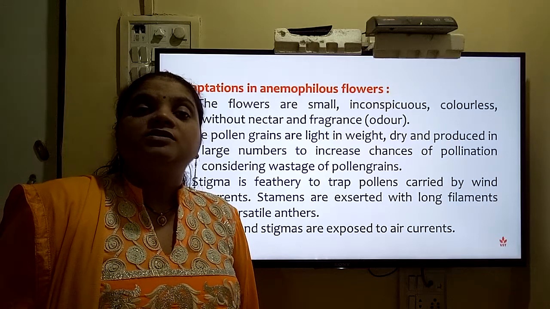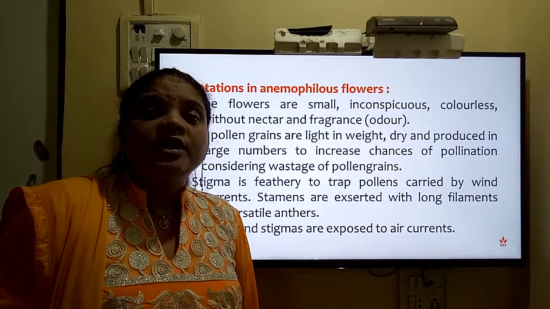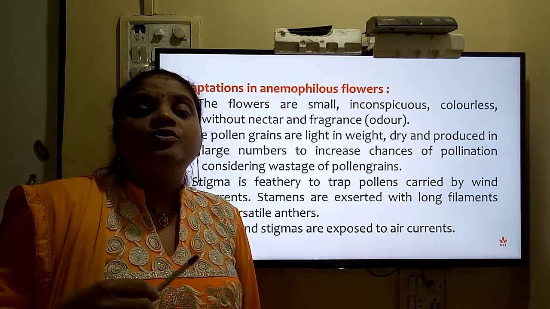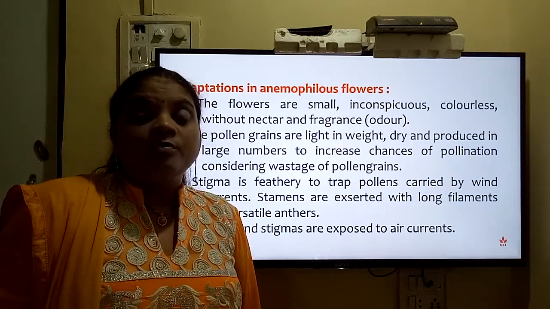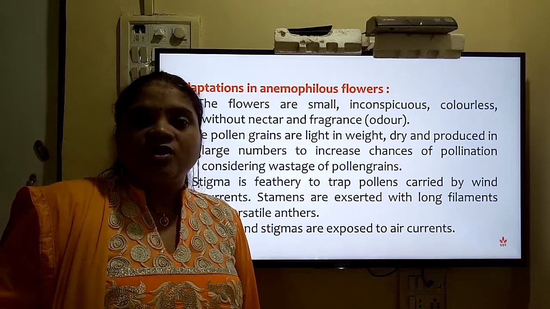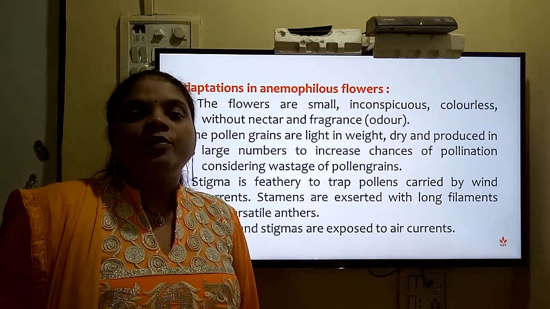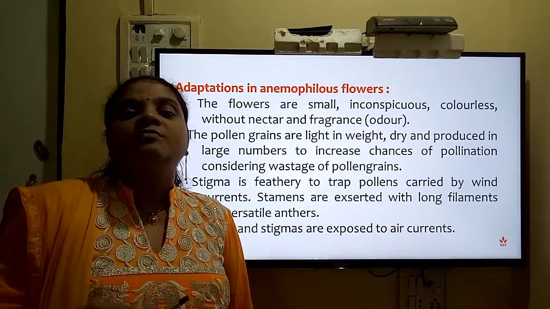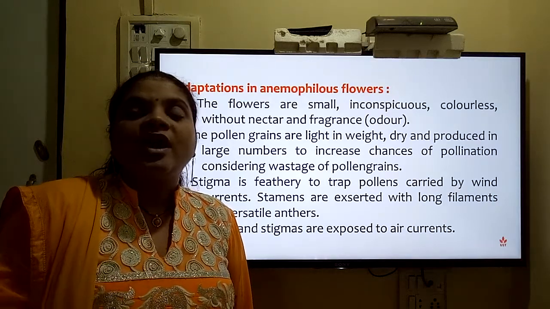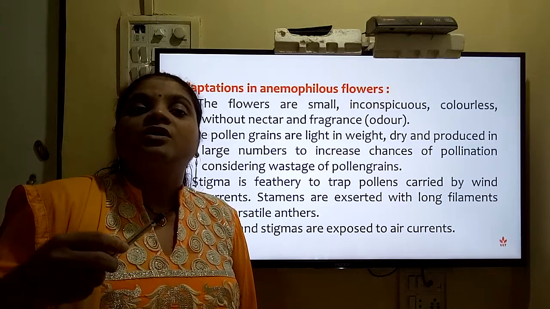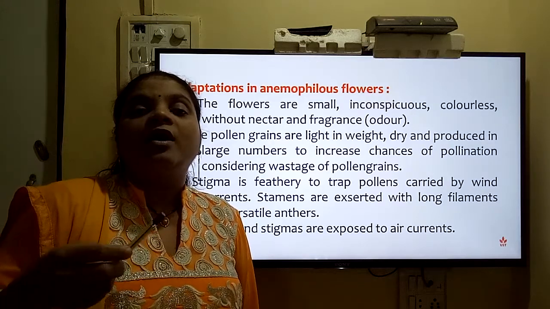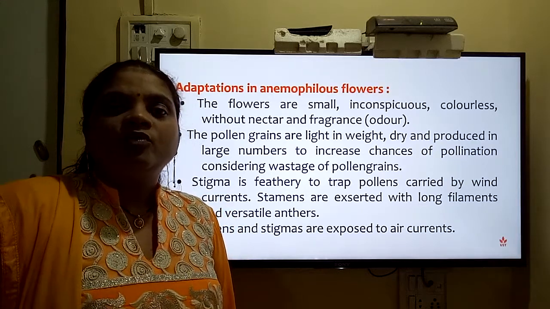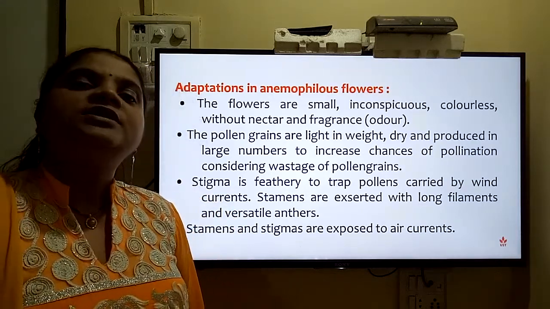Second characteristic, pollen grains are lighter in weight and dry, produced in large amount because there may be chances of wastage of the pollen grains. And the third characteristic, the stigma is feathery to trap the pollen grains which are carried by the wind current.